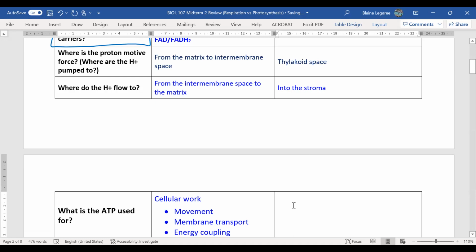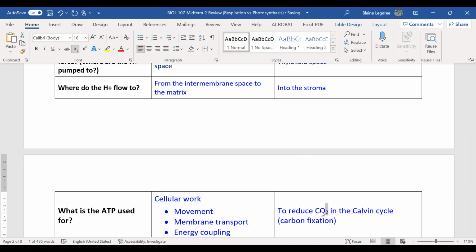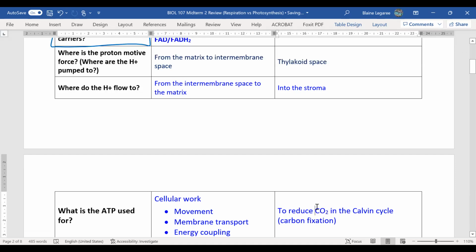And I guess I just answered that last question. What is the ATP used for? The ATP is used to reduce CO2 in the Calvin cycle. You can also think of it as carbon fixation. I guess technically that is a type of cellular work. In this case, it's the energy coupling kind of cellular work. But overall, the answer I'm looking for is that it's used for the Calvin cycle, and the Calvin cycle is used to take CO2, reduce it, and make organic compounds, which is that process called carbon fixation.